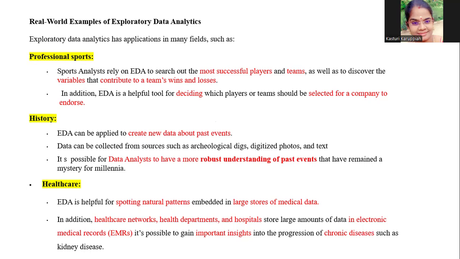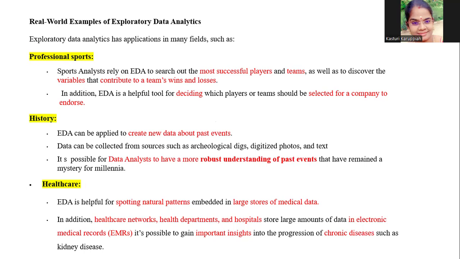In addition, it is also a helpful tool for deciding which players or teams should be selected for a company to endorse. Suppose a company is endorsing player X, they may see the history of player X, so that they can decide whether that person is a better beneficiary or whether they can take someone else. For that purpose, EDA does it automatically rather than manually. It will be more accurate than doing it manually.